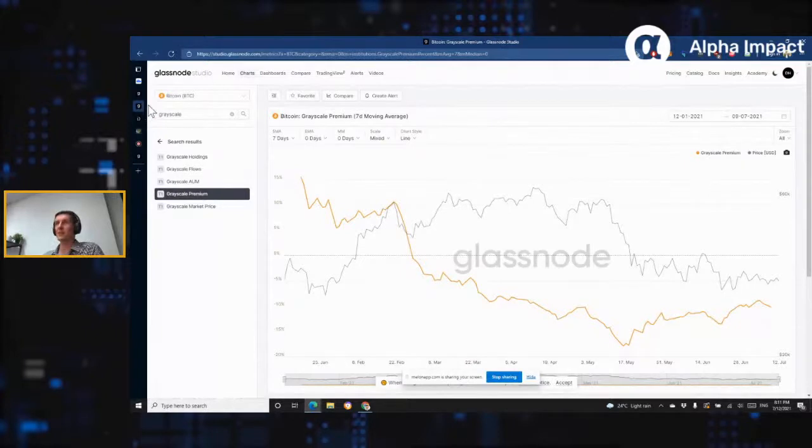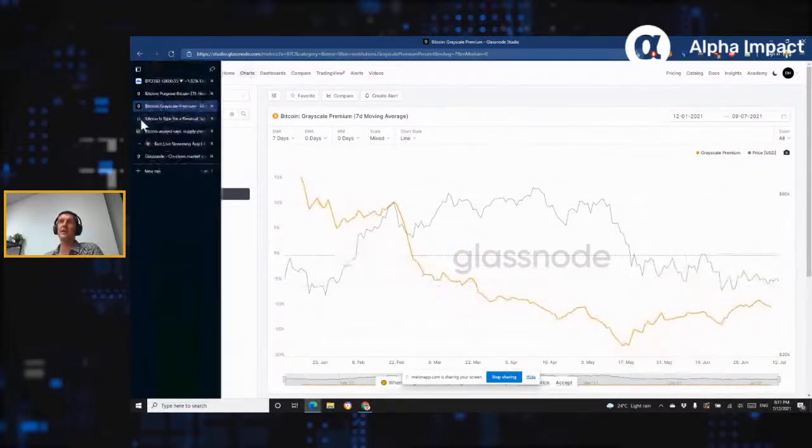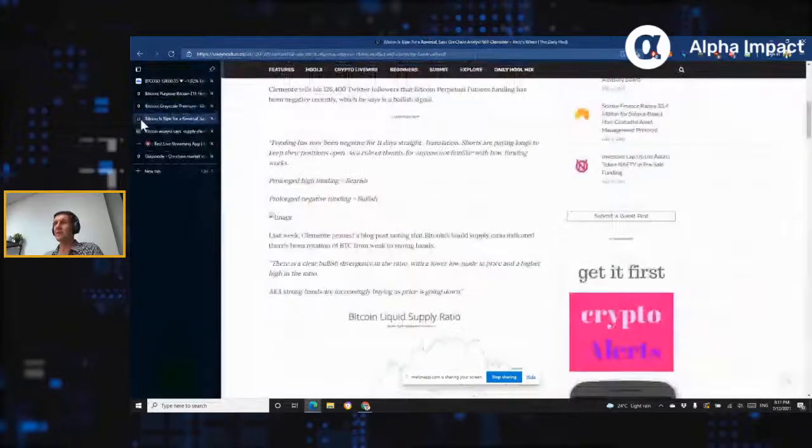Let's take a look at the Grayscale Premium. As I've explained previously, the Grayscale Premium is an indicator that really shows us the institutional appetite for at least this product. So you can see the price, again, there's a divergence here. The price since May 19th is decreasing, but the discount in this case is also decreasing. So this orange line going up is a bullish sign, while of course this price decrease is obviously not bullish at all.